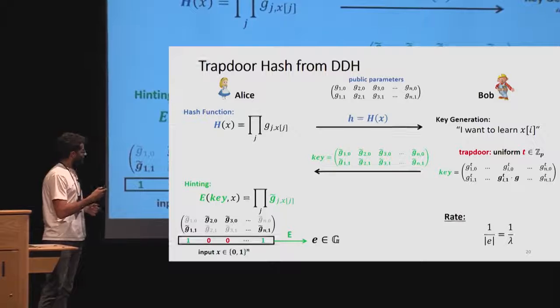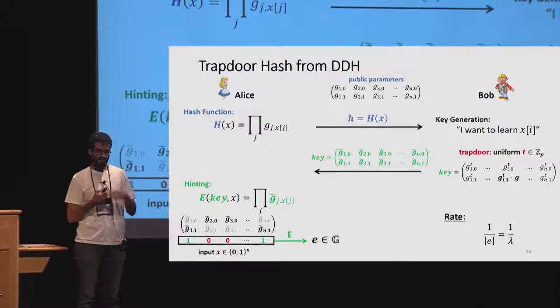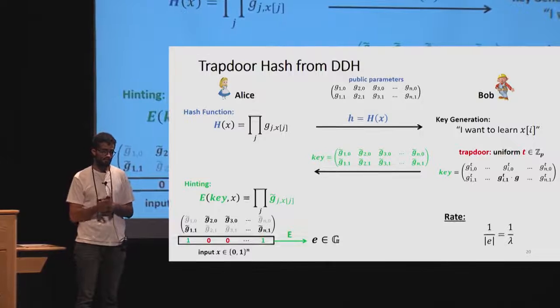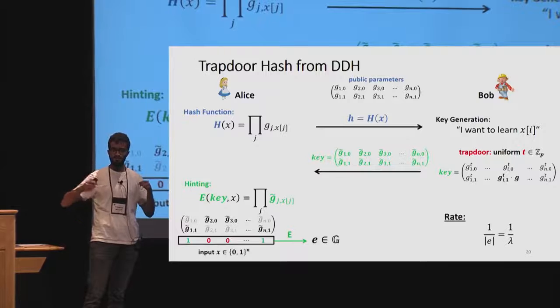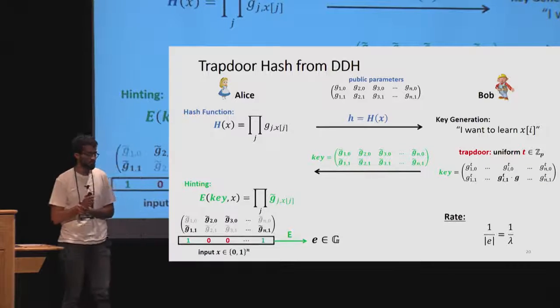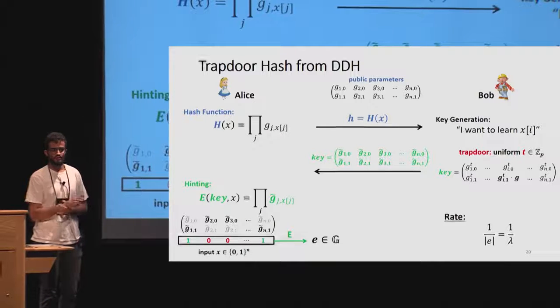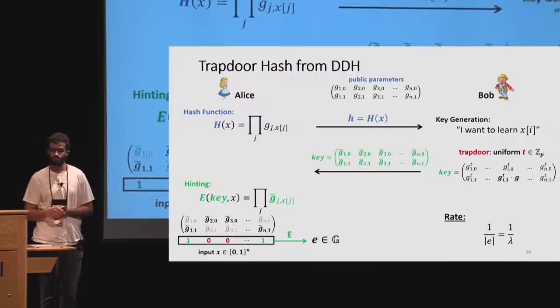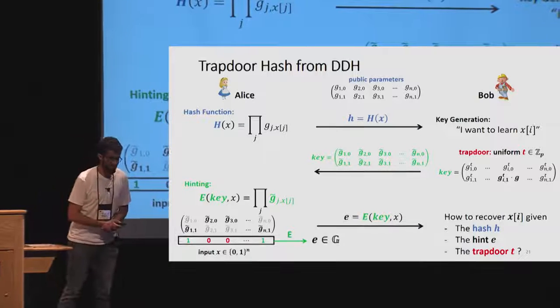And we can already analyze the rate of this construction. So again, we define the rate as the inverse of the length of the hint. And we know that if we want security from DDH, then the length of the hint has to be proportional to the security parameter. So roughly speaking, the rate of this construction is going to be 1 over lambda. Okay, so now Alice sends the hint to Bob.